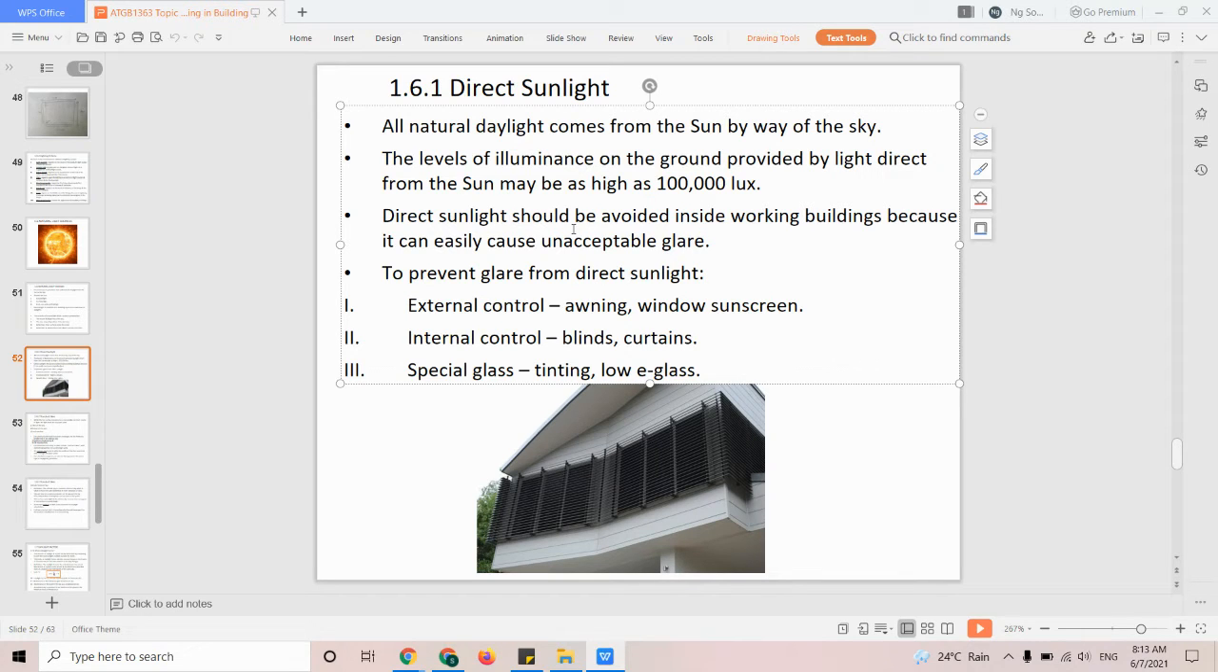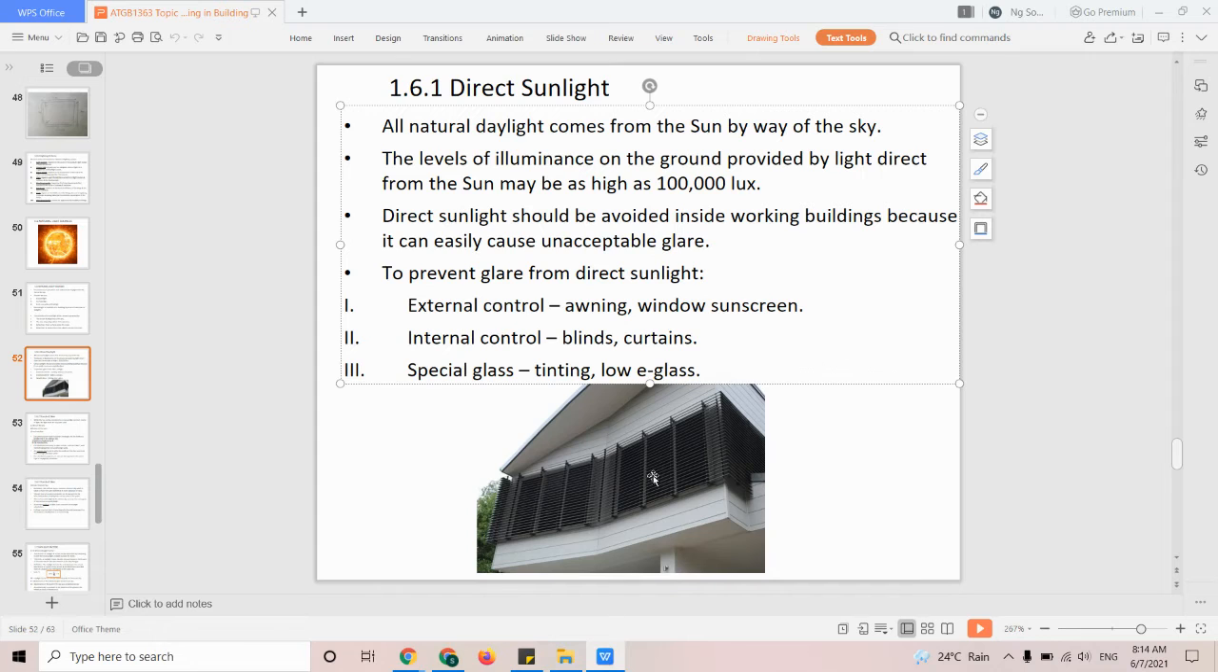So in a normal working building, meaning if you go for commercial purposes or even residential purposes, in a normal building, we do not want direct sunlight. So that's where we install all these additional building services. So we can have an external control, we can have an internal control, or we can have any special glasses. So external control can come from awning or window screen. Internal control can come from blinds or curtain.